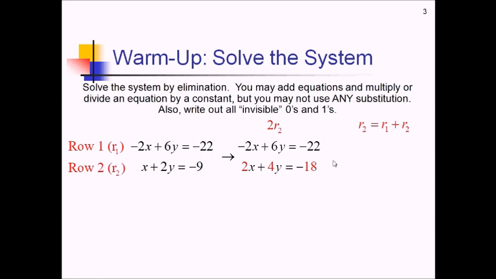Now again, why would you go to all this trouble? Because again, we're going to do the same thing with matrices later on, so we better get used to it with equations. So if I add these together, I'll have 0x down here, 10y, and -22 plus -18 gives me -40.